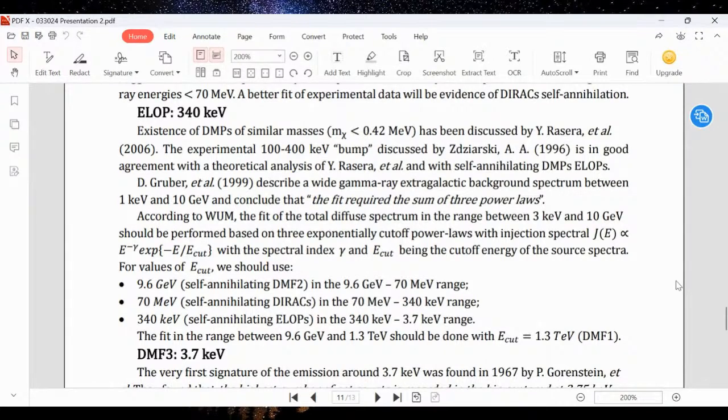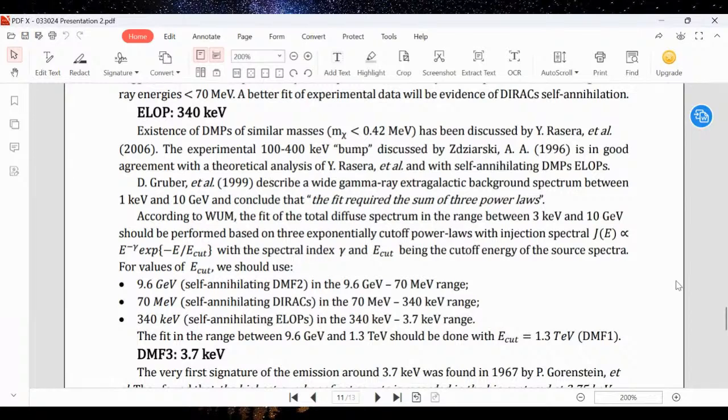Gruber et al. describe a wide gamma-ray extragalactic background spectrum between 1 kilo-electron volt and 10 giga-electron volts, and conclude that the fit required the sum of 3 power laws. According to them, the fit of the total diffuse spectrum in the range between 3 kilo-electron volts and 10 giga-electron volts should be performed based on 3 exponentially cut-off power laws with the injection spectrum given by this equation, with the spectral index gamma and E cut being the cutoff energy of the source spectrum.